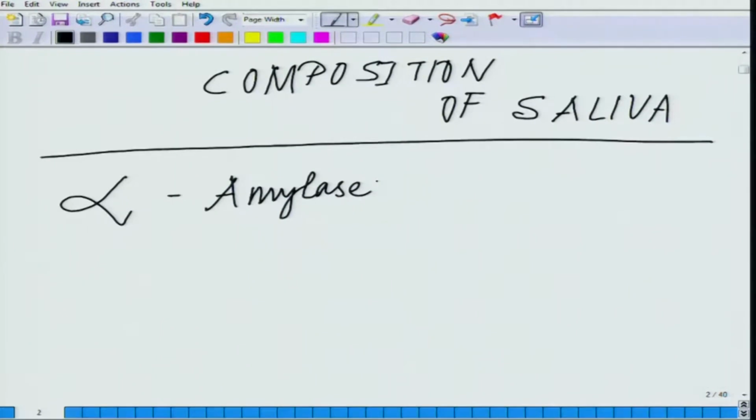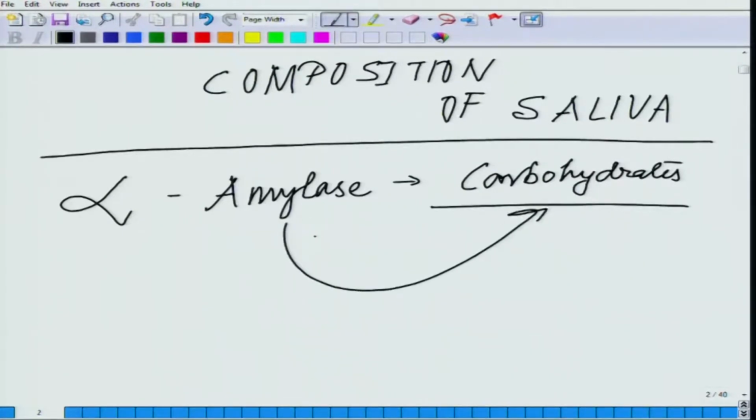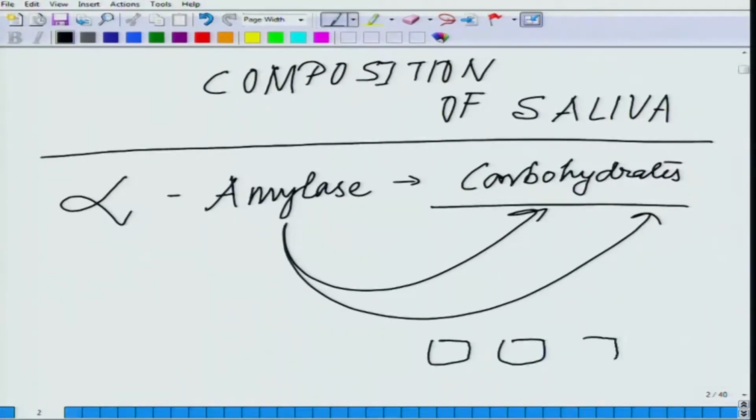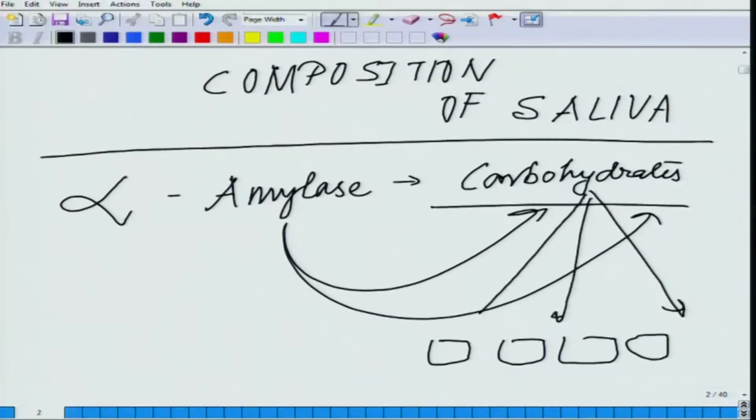What does alpha amylase do? Alpha amylase essentially takes care of the carbohydrates. That is a major function. In other words, it breaks them down into smaller components, and that is the major function.